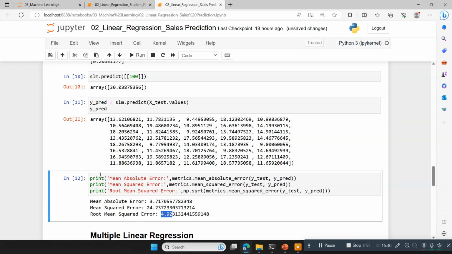There's no need to consider all. Even if you consider one of the metrics, that's enough. Most of the time we'll use RMSE, root mean square error. So this much is the error for this linear regression model.